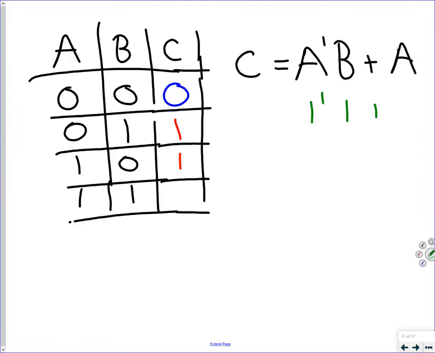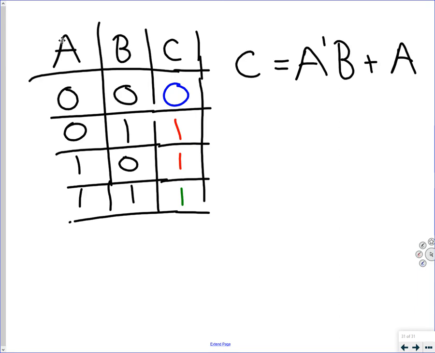1 NOT 1 OR 1. 0 AND 1 OR 1. 0 AND 1 is 0, OR 1 is 1. Yep. Okay. Takes a little practice, but you guys can see how you can start doing those evaluations.